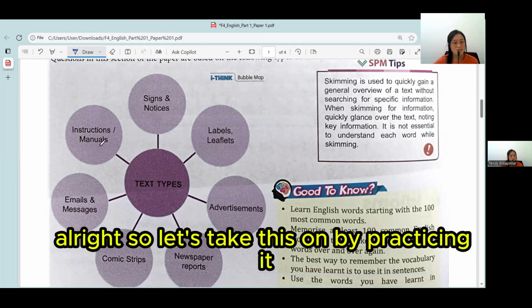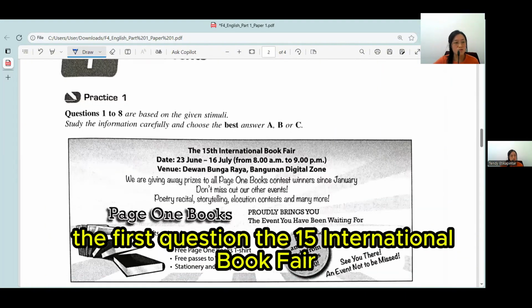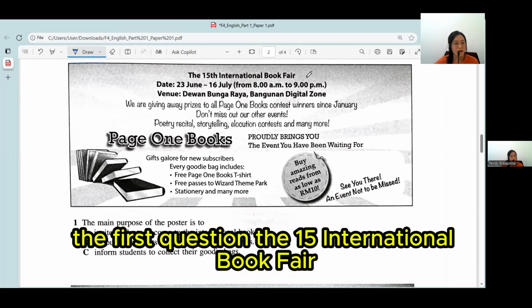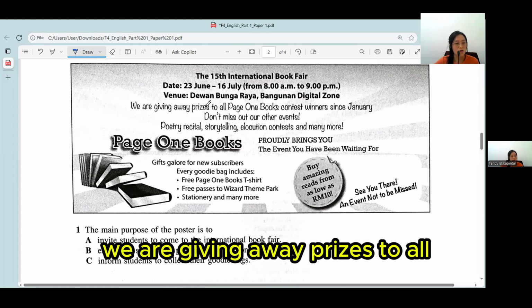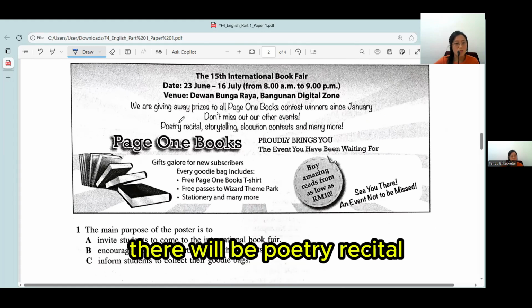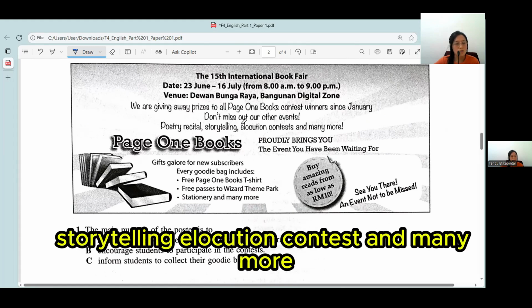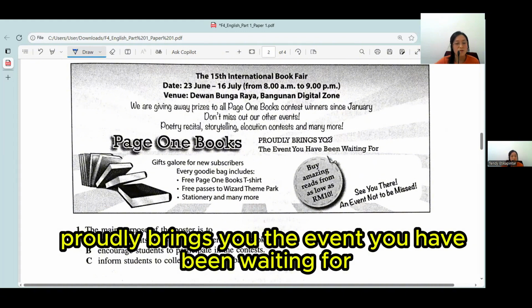Let's practice. The first question: the 15th International Book Fair, with the date and the venue, which is the location. It says we are giving away prizes to all Page 1 Books contest winners since January. Don't miss out on our other events. There will be poetry recital, storytelling, elocution contest, and many more. Page 1 Books proudly brings you the event we have been waiting for.